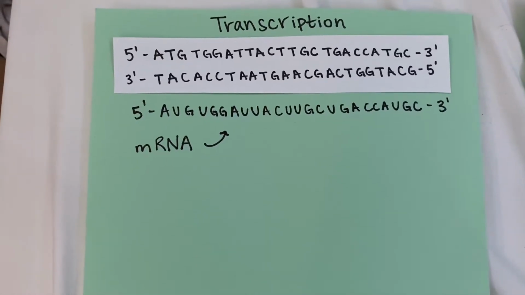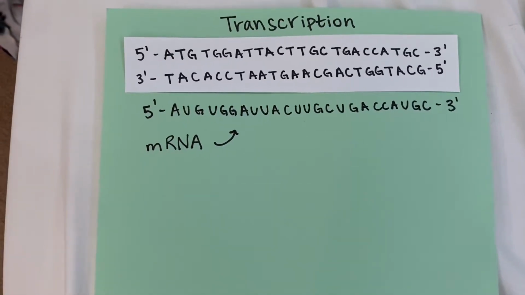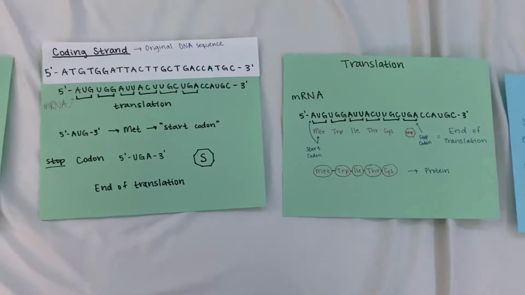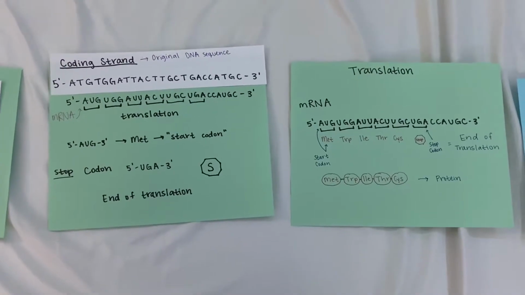Here is a DNA sequence. It must be transcribed into messenger RNA so that it can leave the nucleus and travel to a ribosome to be translated into amino acids. The amino acids will form a polypeptide chain, creating a protein.